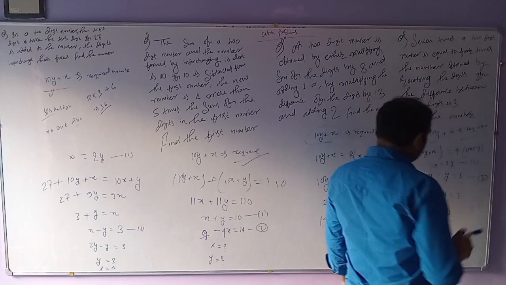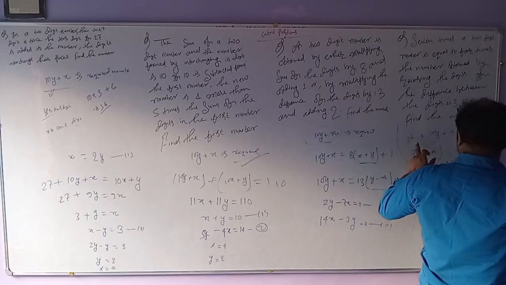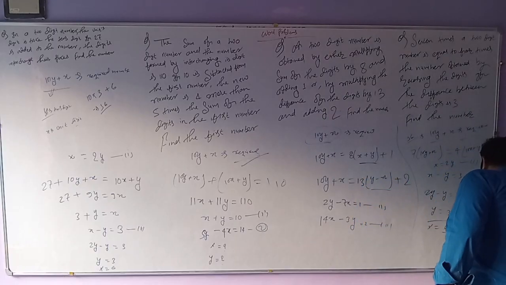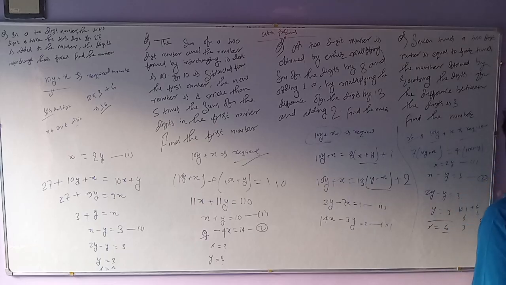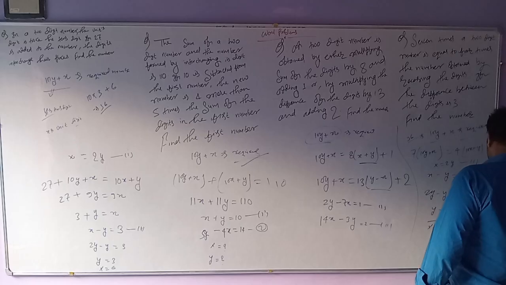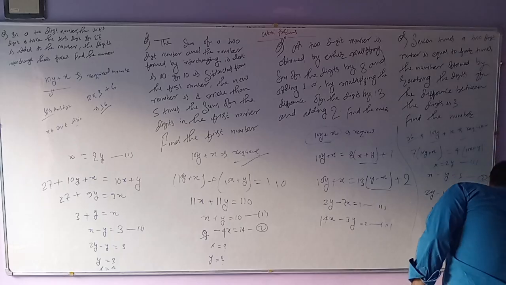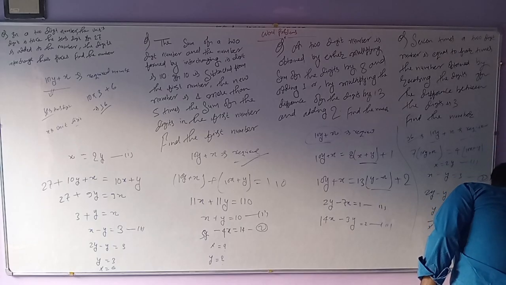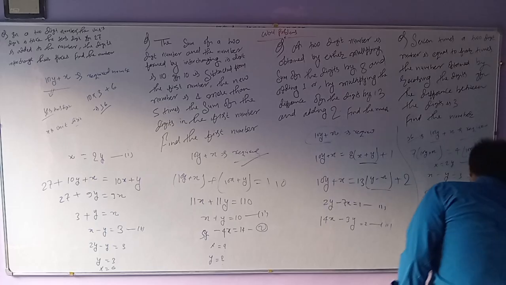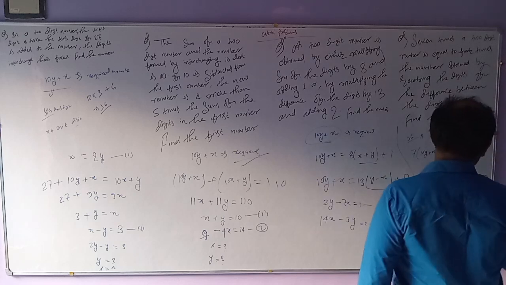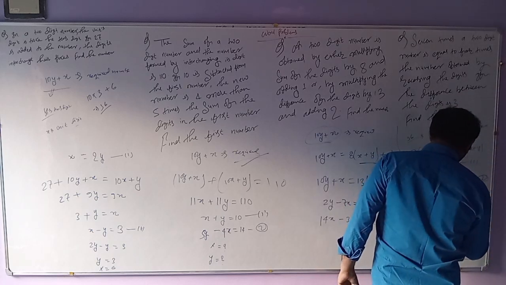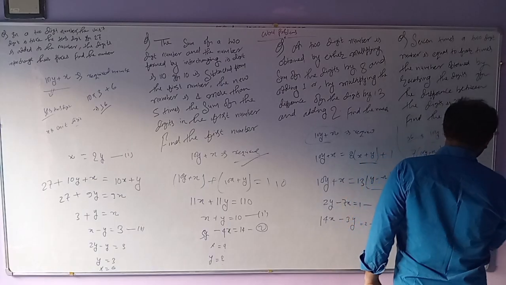Now we know the number is 10 times 3 plus 6, where the unit digit is 6 and the tens digit is 3. 3 is less than 6 and 6 is greater than 3. Our unit digit is greater than the tens digit, so we need to subtract the tens digit from the unit digit.